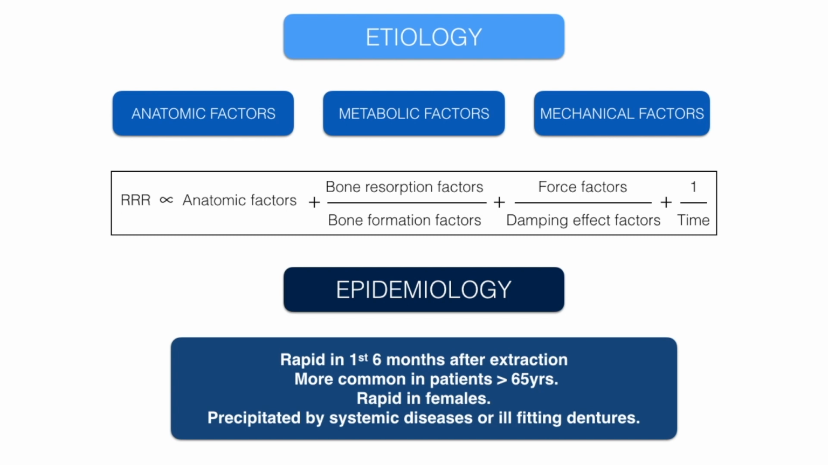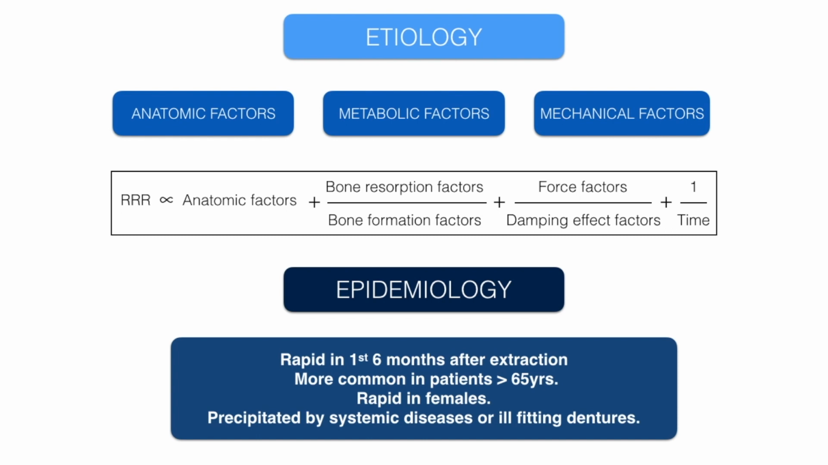When the mechanical factors are considered, the amount of force, the frequency of force, the duration, and the area over which the force is distributed, and the damping effect of underlying tissue are also considered. The amount of force applied to the bone may be affected inversely by the damping effect or energy absorption. In short, this can be put forth as RRR is directly proportional to anatomic factors plus bone resorption factors by bone formation factors plus force factors by damping effect factors plus 1 by time.